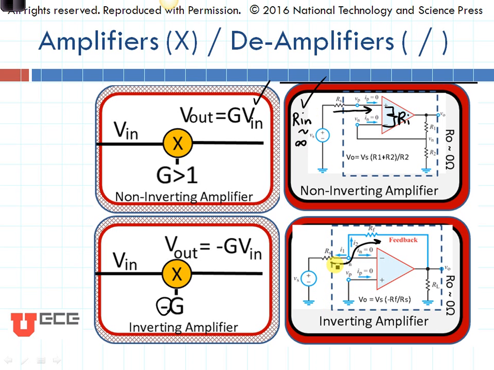But when I look into the inverting amplifier, I know it looks infinite in this direction, but my current is able to follow this path right here, which means that it is not going to have an infinite input resistance. So in this case, it's not equal to infinity. That means I probably don't need a buffer if I'm doing a non-inverting amplifier, but I do need a buffer right here if I am doing an inverting amplifier.